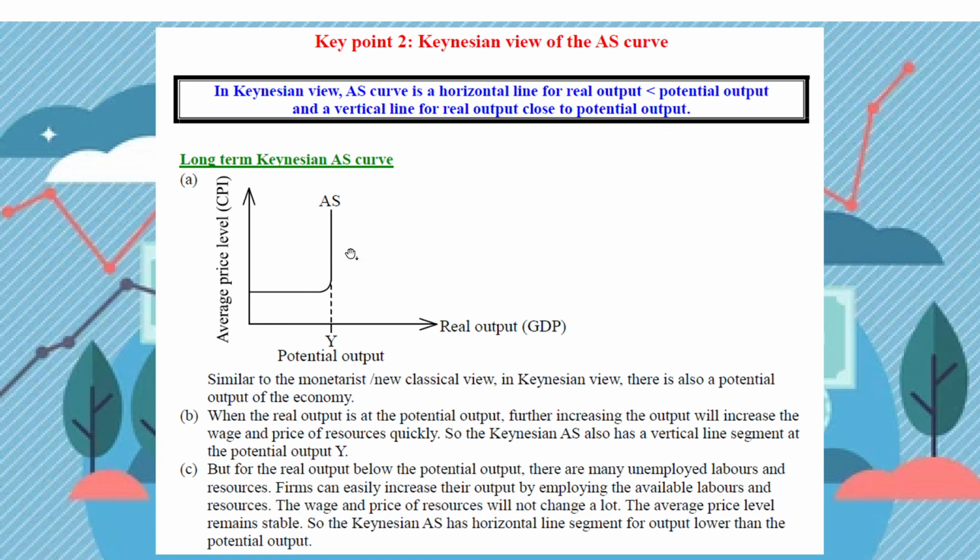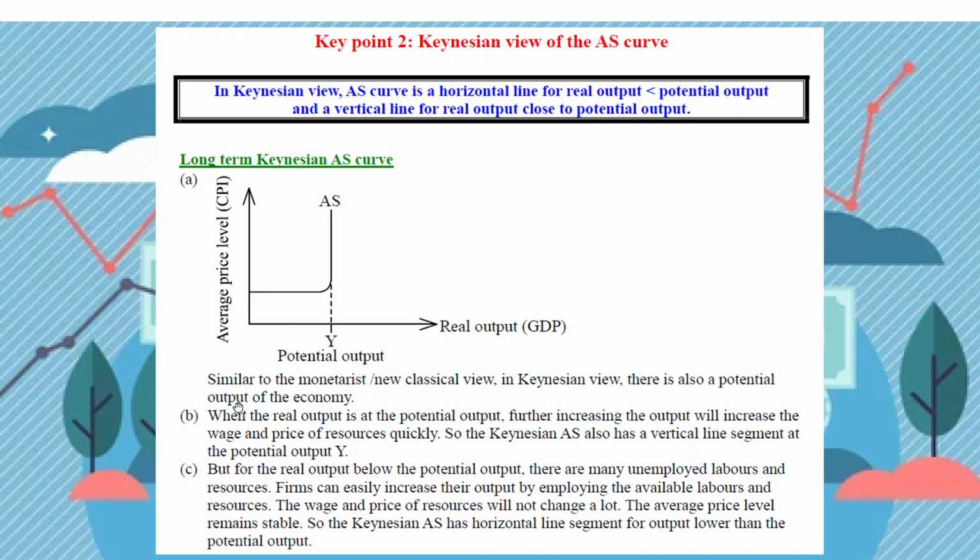So look at this line. Near the potential output, the Keynesian view of the AS curve and the LRAS curve from the monetarist point of view are similar. Can you see the difference of the symbol? AS is for Keynesian, LRAS is for monetarist. We even have different symbols for them. So similar to the monetarist point of view, Keynesians agree.